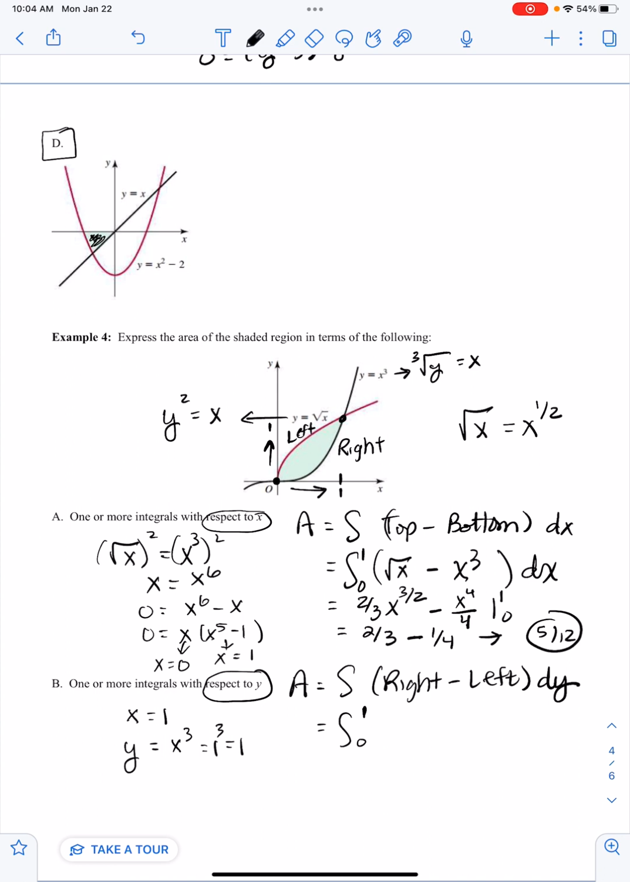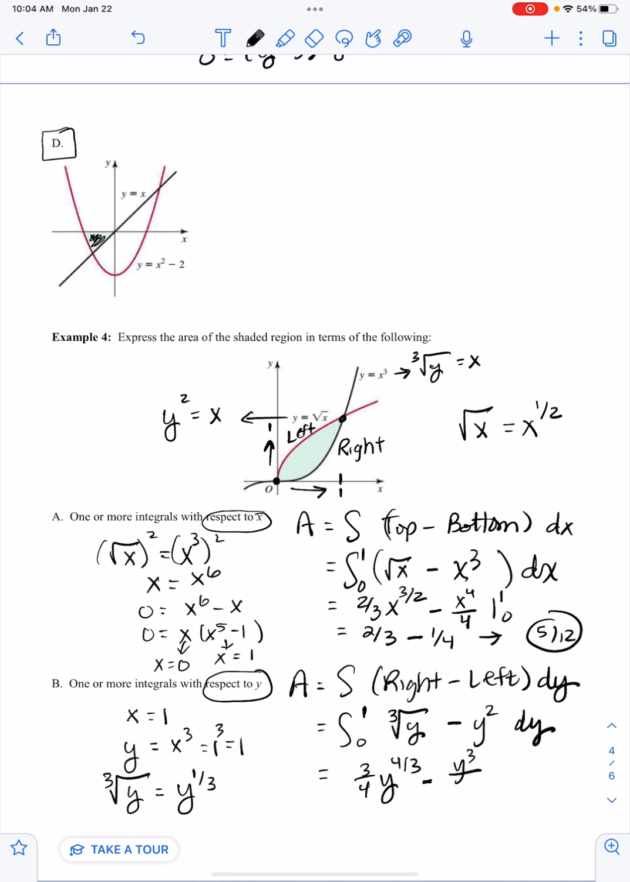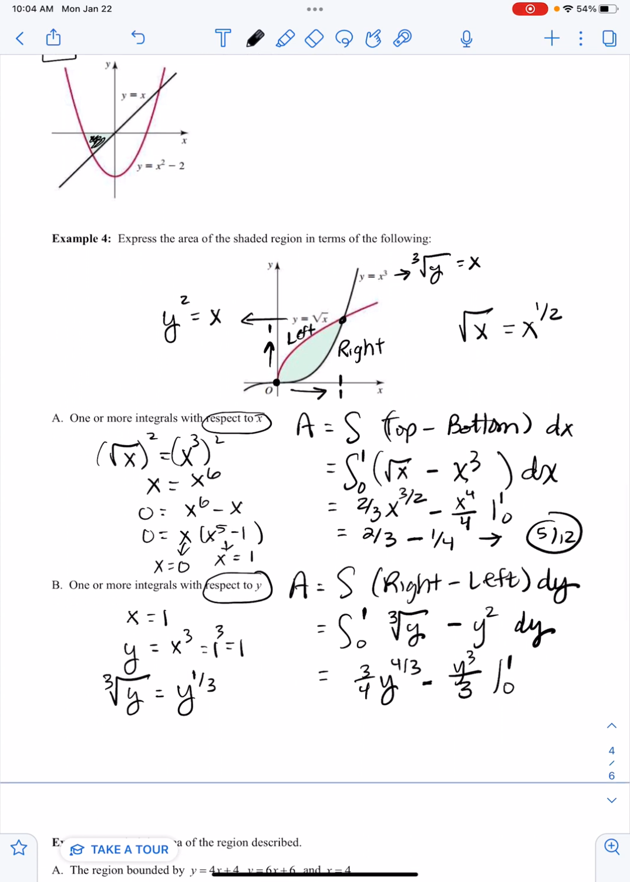Okay, so our right function ended up being the cube root of y, and our left function ends up being y squared. Okay, once again, remember the cube root of y is y to the 1/3. So if I am backing that up, when I add 1, I'm going to get 4/3. Okay, reciprocal in front of 3/4. Okay, and then y squared will be y cubed divided by 3. Okay, if you want to go ahead and plug in 1, subtracting 0 will make that all disappear.